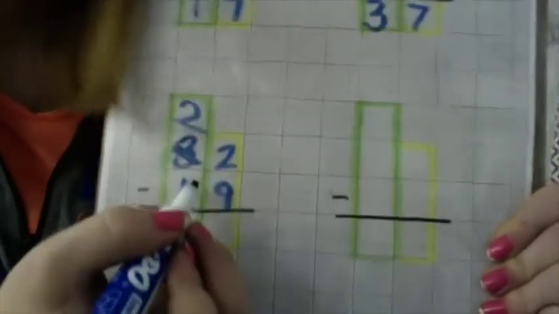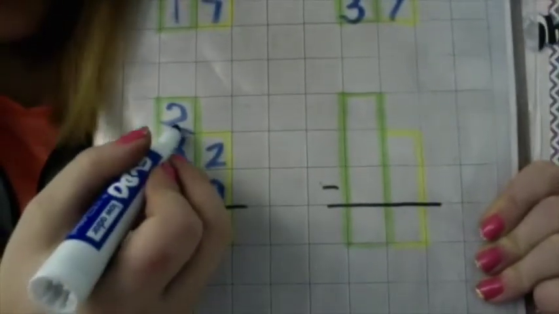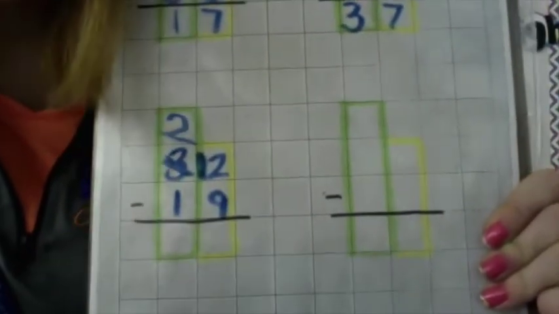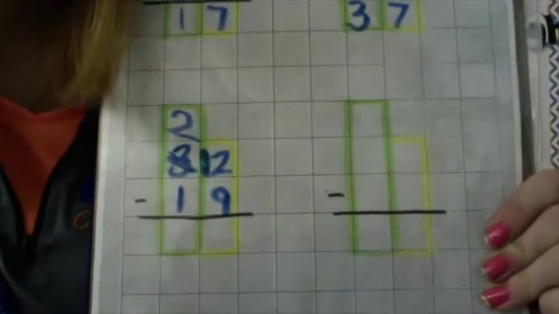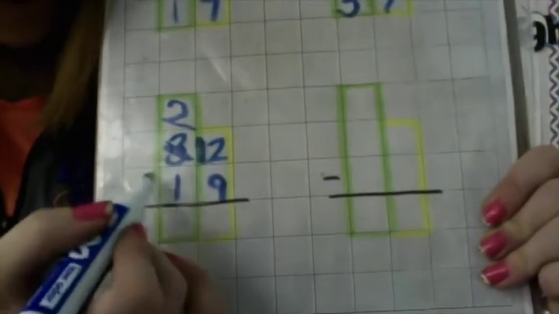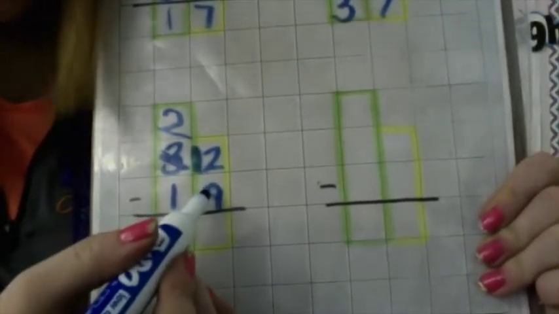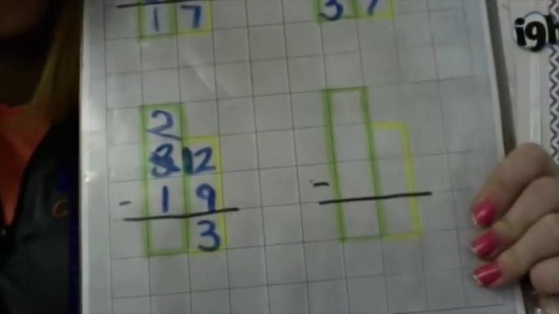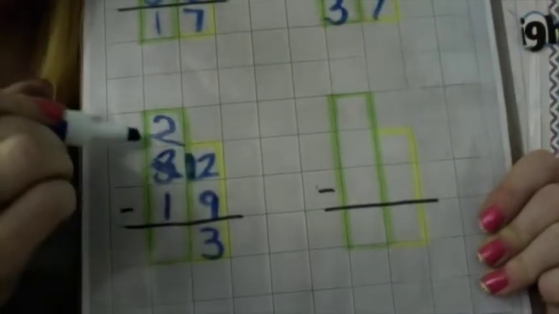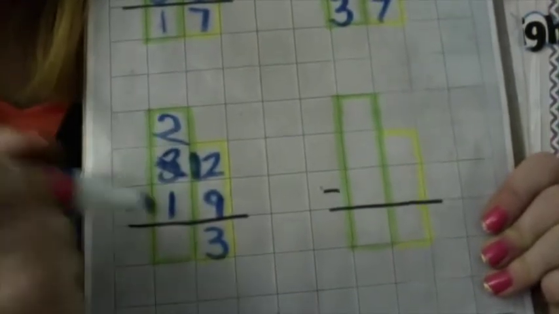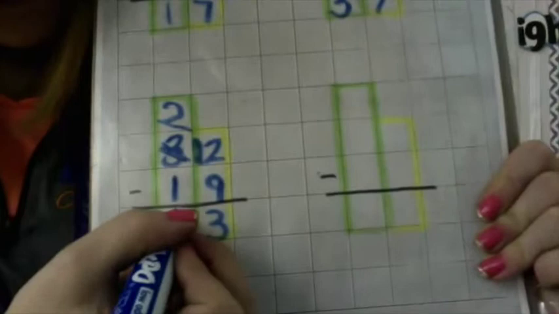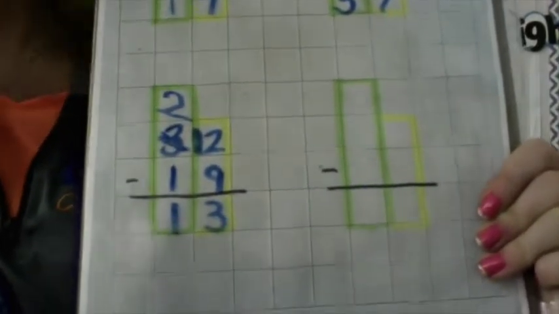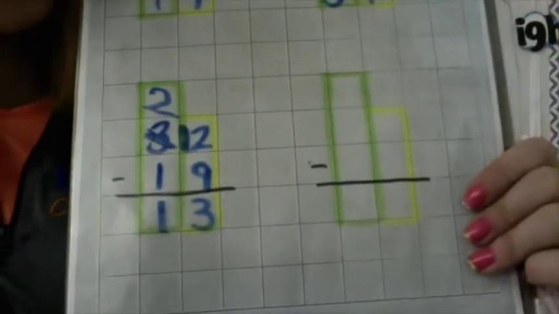2. Good. Now we took 1 ten away and we're going to give it to the ones place. So 2 plus 10 equals 12. Now we have 12 take away 9. 12 take away 9 equals 3. Now in my tens place, I have 2 minus 1. 2 minus 1 equals 1. So our answer is 13.